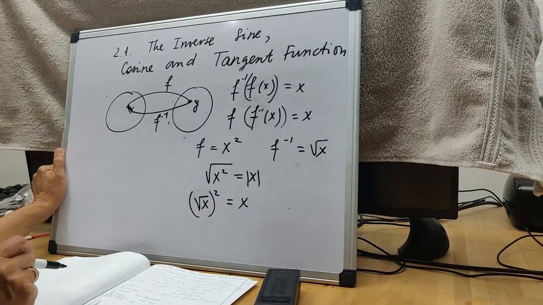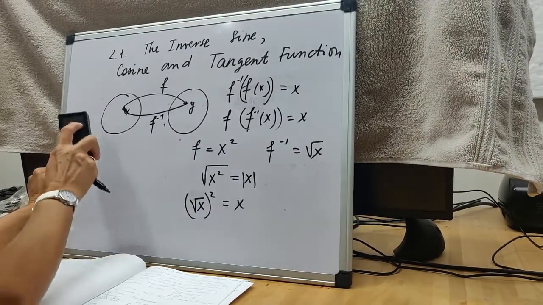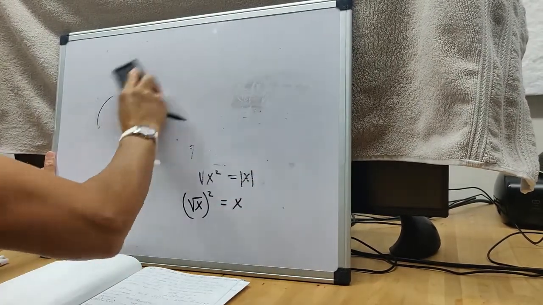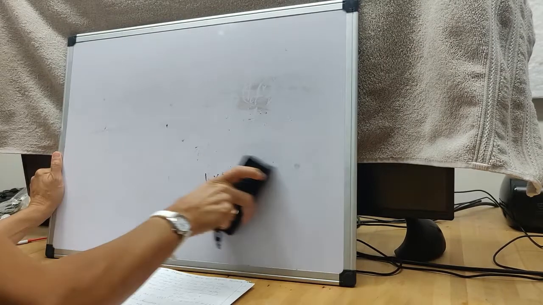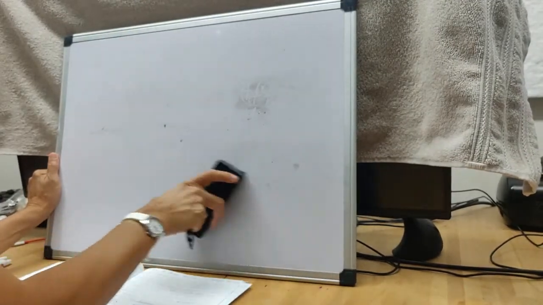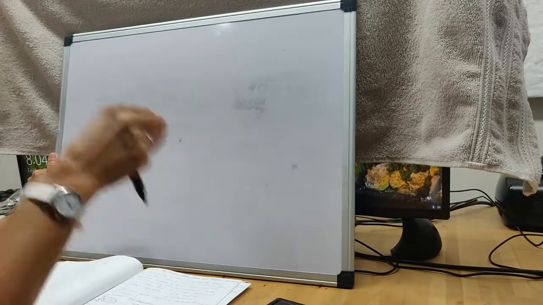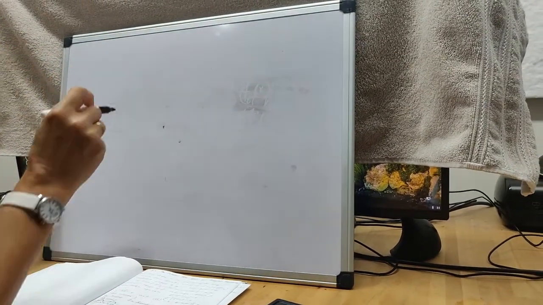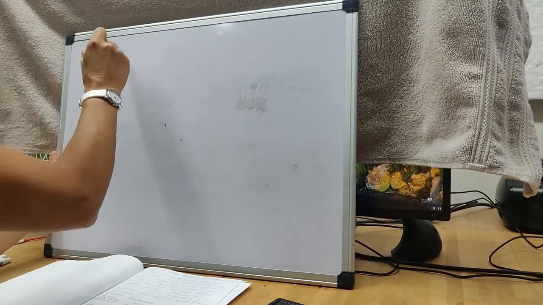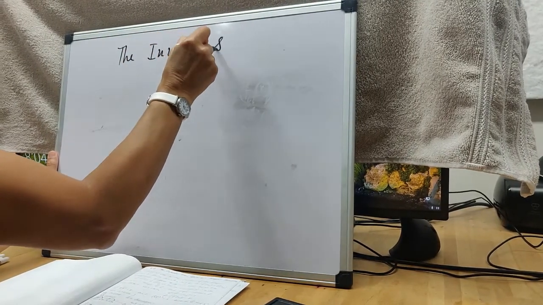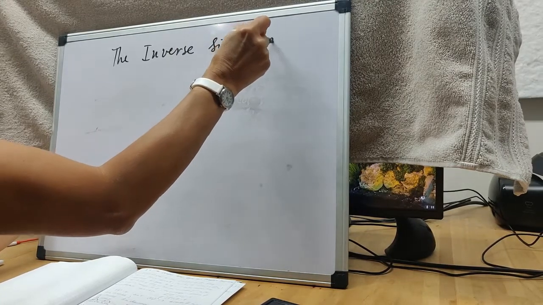Now, how does it work in trigonometry? In trigonometry, all our functions are periodic, so they are not one-to-one by definition. If they intersect somewhere, a horizontal line is going to intersect the graph many, many times. We're going to start with the inverse sine function.